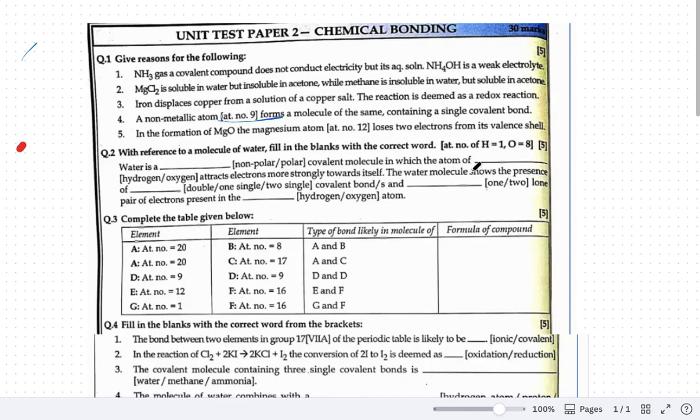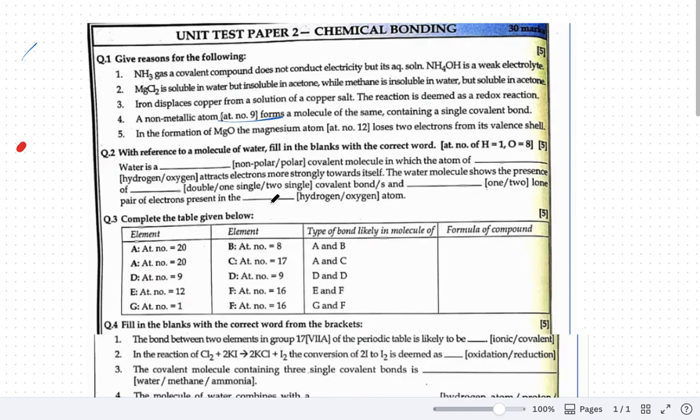In water, the atoms of hydrogen and oxygen form a polar covalent molecule. Here the atom of oxygen attracts electrons more strongly, it is more electronegative. The water molecule shows the presence of two single covalent bonds with hydrogen, of course, and two lone pairs of electrons.